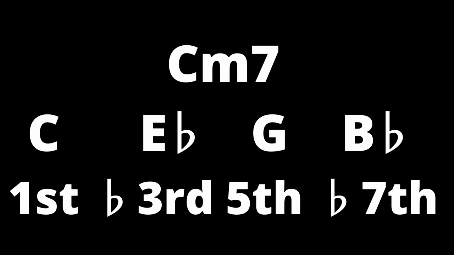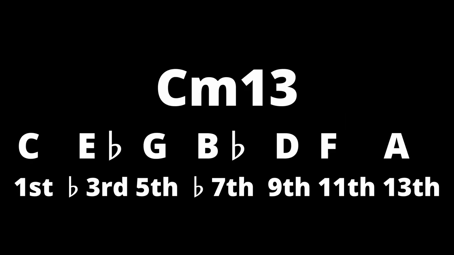If you add the flat 7th note B flat to the C minor triad, then you get a C minor 7th chord with the notes C, E flat, G, and B flat. I'll show you how the C minor 13th chord is constructed. This process is similar to what you've learnt about the major 13th chord, so I won't go into detail about the 9th and 11th chords here. This ultimately gives you a C minor 13th chord with the notes C, E flat, G, B flat, D, F, and A.